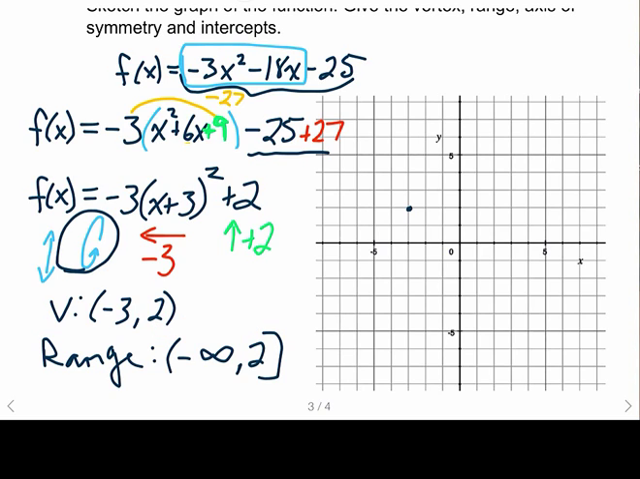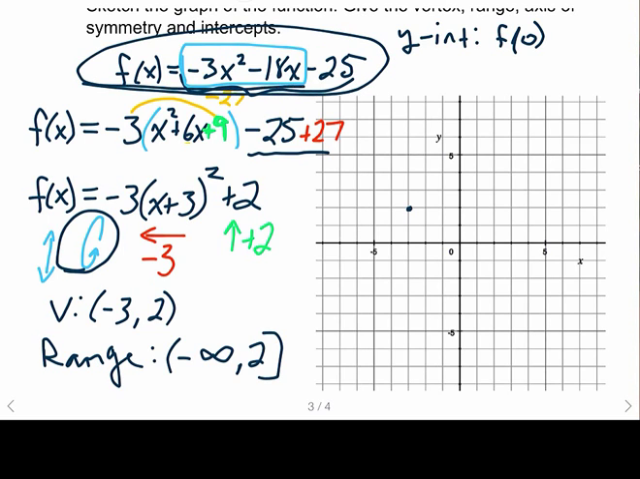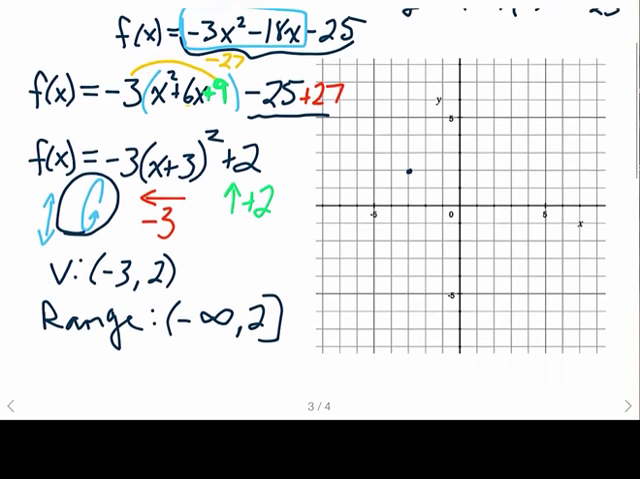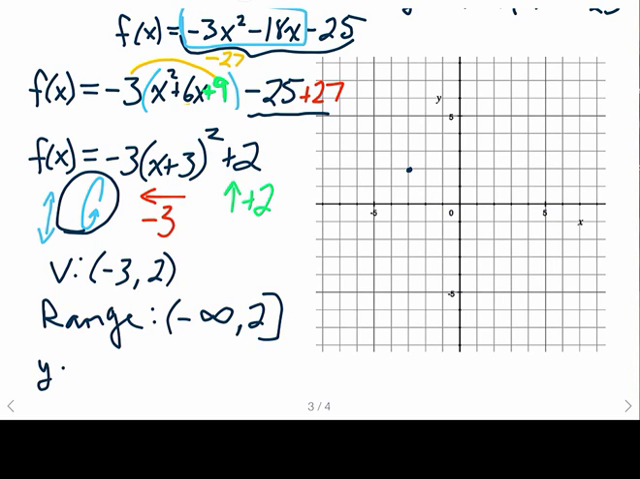For the y-intercept, I know x is 0. So what I need to compute is f of 0. In this case, it's easier to look back at the original expression, f of x equals negative 3x squared minus 18x minus 25, and f of 0 is equal to negative 25. Surely you can verify that. It's a little bit out of the scope of the grid that I have here, but I can still write it down. The y-intercept is 0, negative 25.